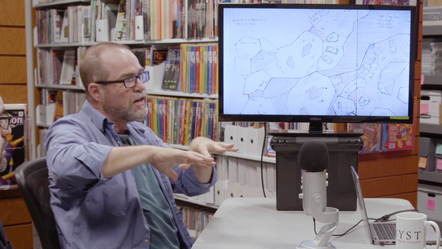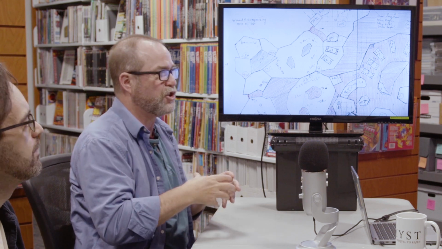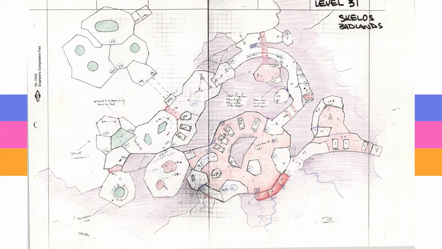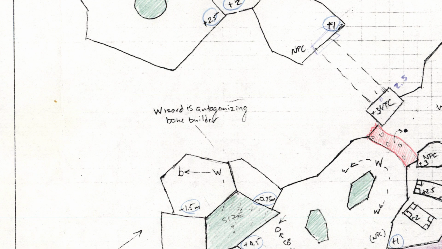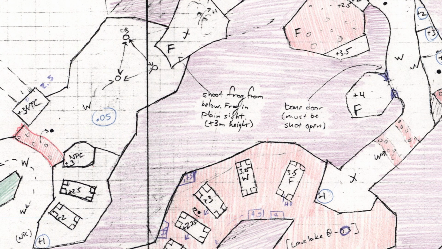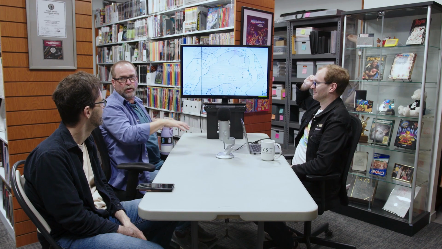And so they would make tweaks, and then you take that and start actually building and texturing real geometry. I also just want to point out a little note I just saw that cracks me up. It says, "Wizard is antagonizing Bone Builder." That's just a really funny sentence. There's also "shoot frog from below, frog in plain sight." It also says +3 meters height, so you're figuring out where you have to put the frog. So that's what this quick and dirty first pass would be.